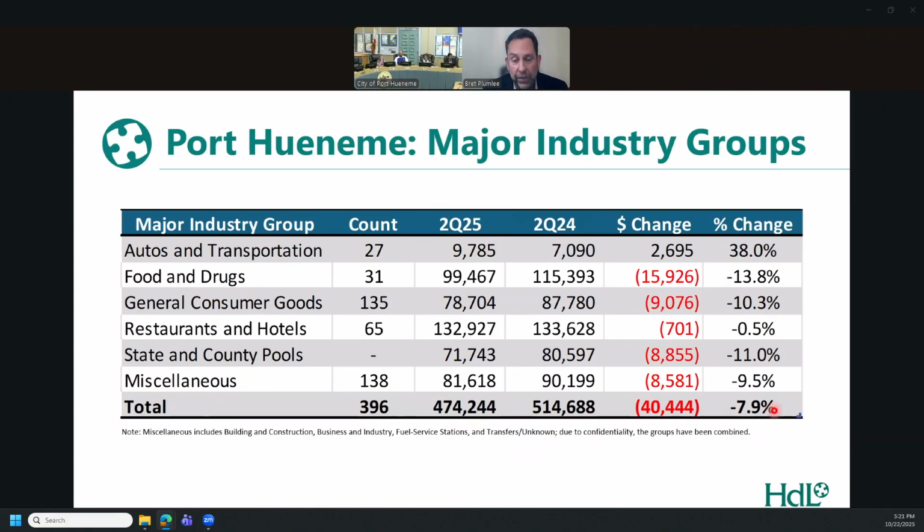And in this quarter, second quarter 25 compared to second quarter 24 is down about 8%. That, when we compare it to the state itself in this quarter, the state was actually up 0.5%. When we compare it to the county was up about 1.2%. And Port Hueneme is getting hit especially hard, and I'll show you a chart in a moment, over the past 13 quarters in food and drugs, and specifically cannabis related businesses.